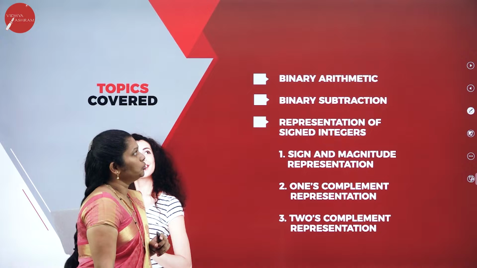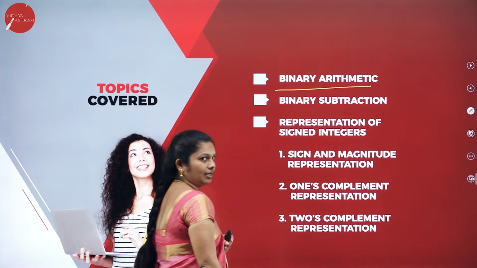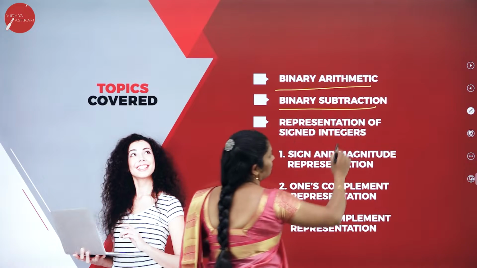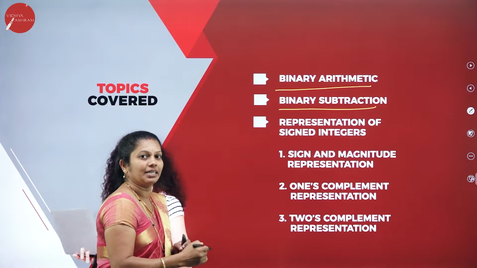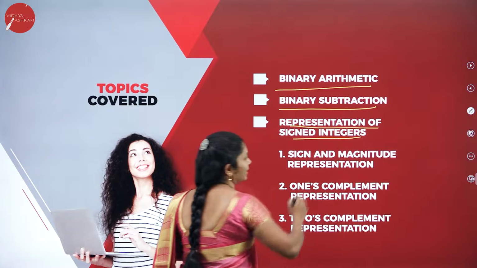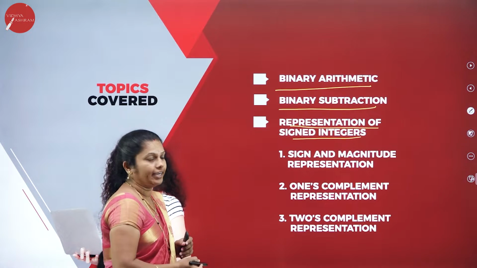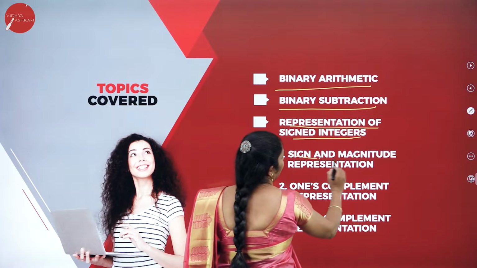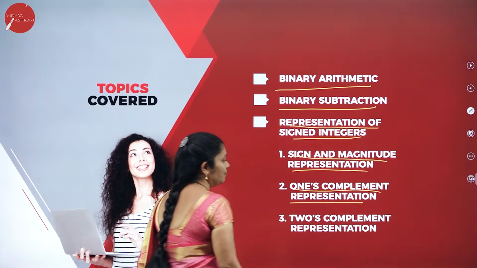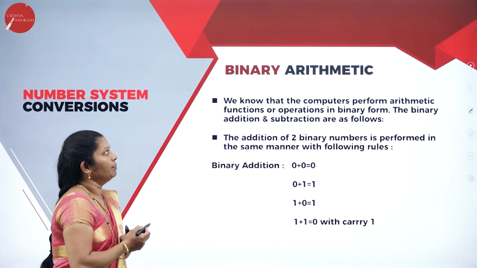to decimal. Whereas in today's class, you will come to know binary arithmetic, how to add binary numbers, then binary subtraction, that is how to subtract binary numbers, then representation of signed integers, whether it's a positive number or a negative number, how to identify that: sign and magnitude representation, ones complement representation, as well as twos complement representation. Now one by one we'll start.